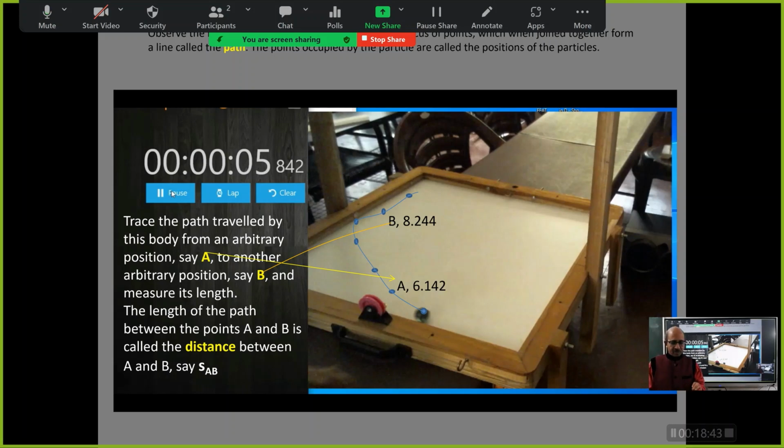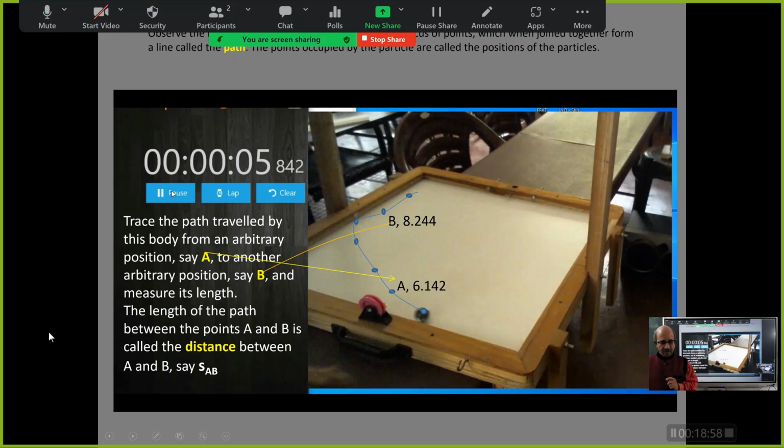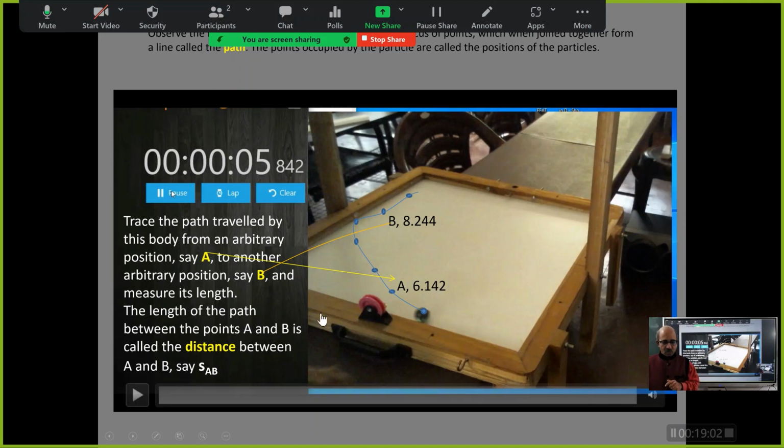Now on this path in which the body has traveled, I am choosing two arbitrary points, A and B. So the body had occupied this position A and B at these times. Now I am going to ask you, you have got to measure the length of this path from A to B. How will you measure it?